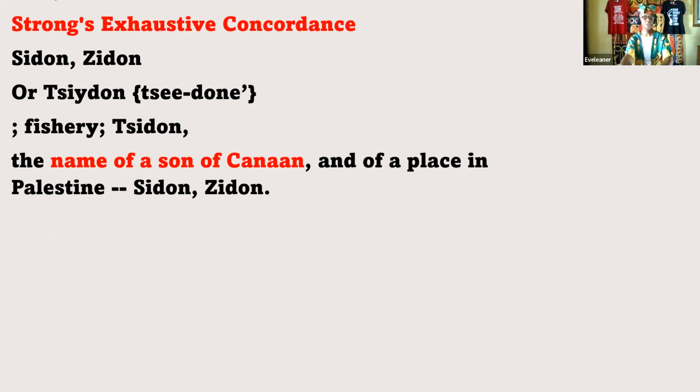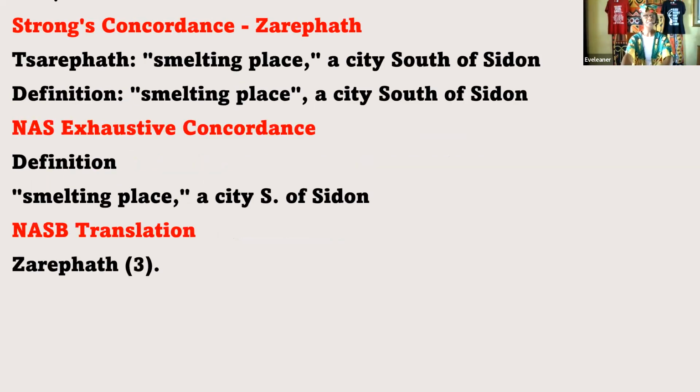In the Strong's Exhaustive Concordance, Sidon, again Zidon, says fishery, because remember it is near the ocean. It says the name of a son of Canaan, of a place in Palestine. Strong's Concordance, Zarephath. Now we're talking about Zarephath. And here again, as they spell it, some spell it with the Z, some spell it with the TS, but it means a smelting place, a city south of Sidon. And then we look at the NAS Exhaustive Concordance. It says again, smelting place. And then the NASB translation just said Zarephath instead of this particular spelling up here.